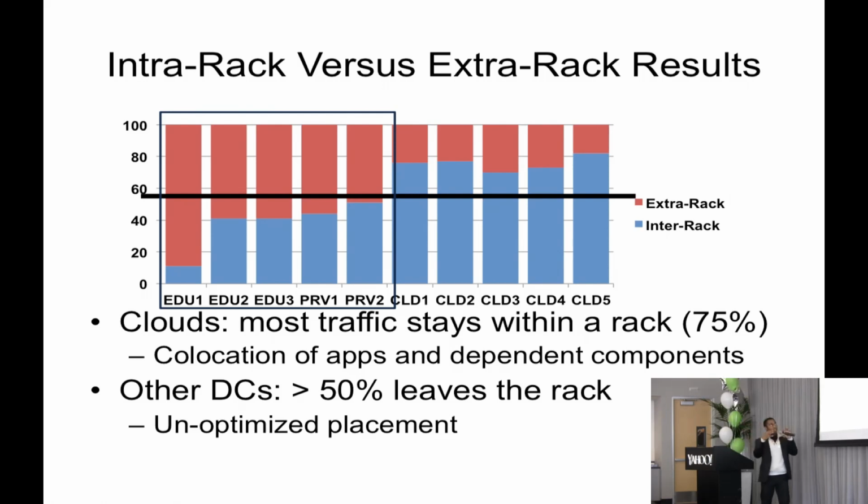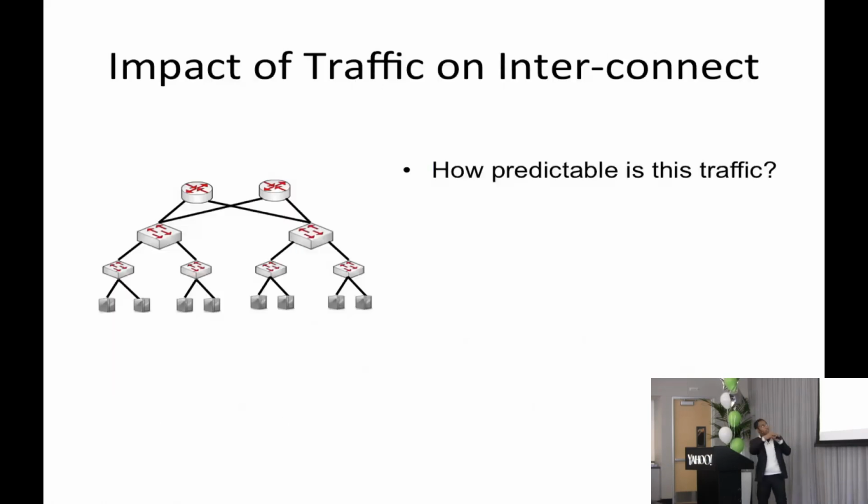So a couple of interesting questions we might have now that we know that a lot of traffic stays in the cloud. We know a lot of traffic stays within the rack, and only a small amount leaves the rack and goes over the interconnect. One question is, is this traffic predictable? So it's 25% of traffic. Can we say this is predictable? If it's predictable, we can use a lot of nice and cool techniques.